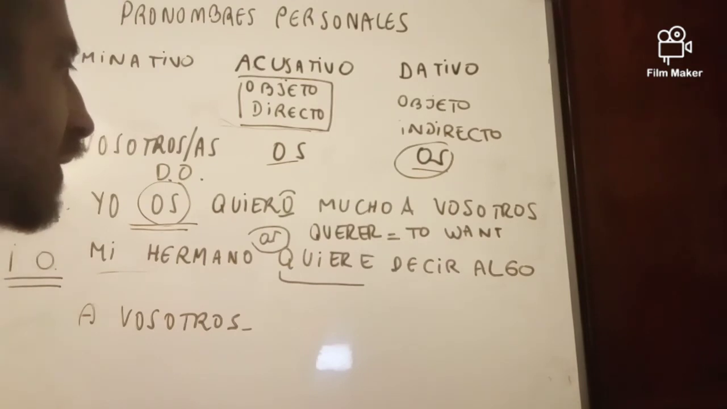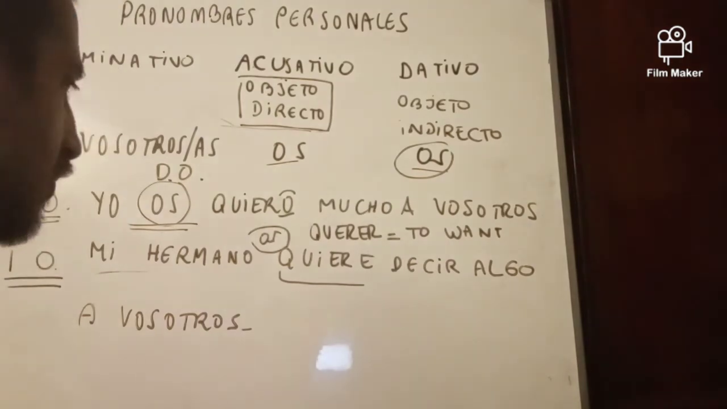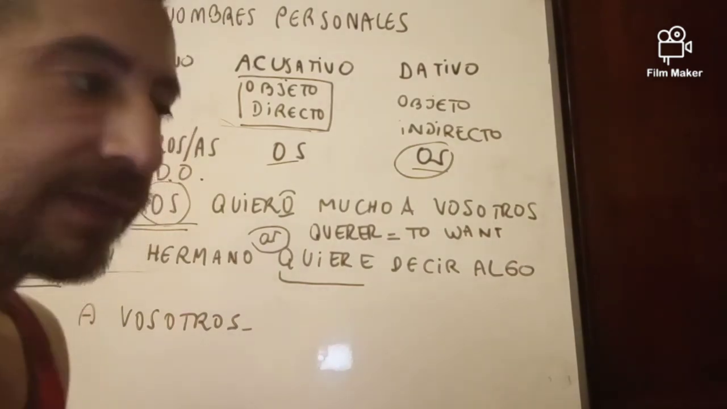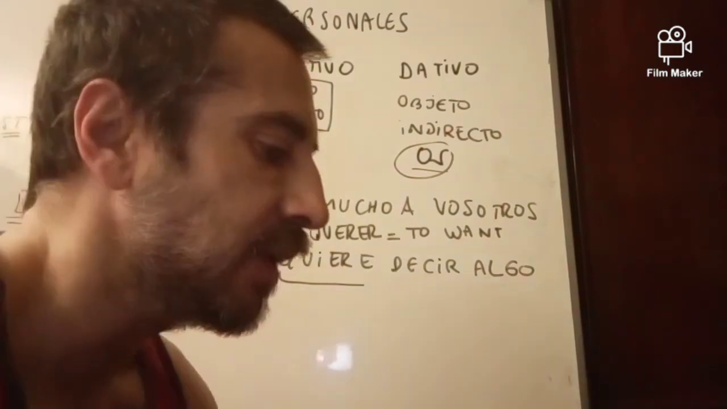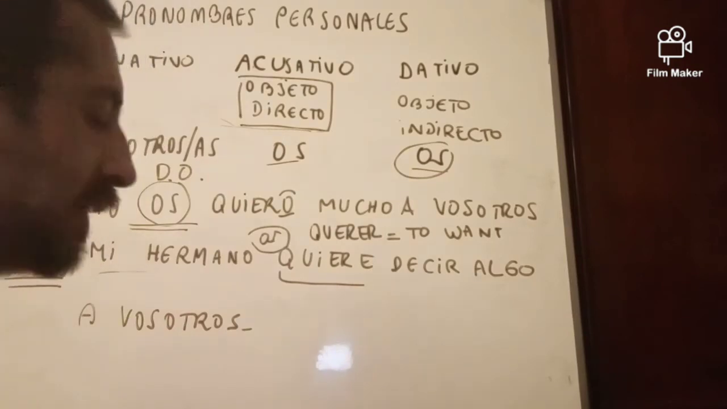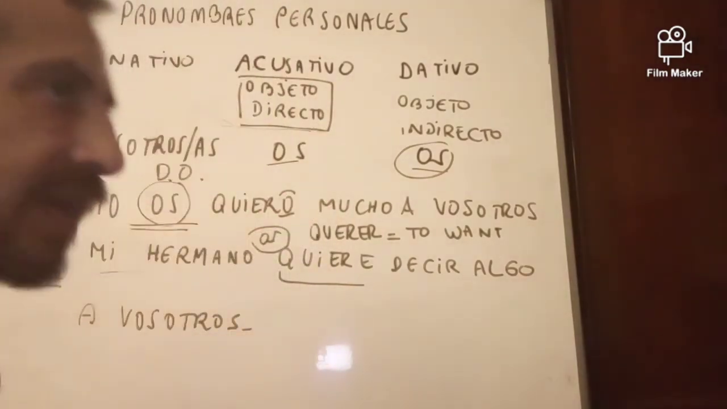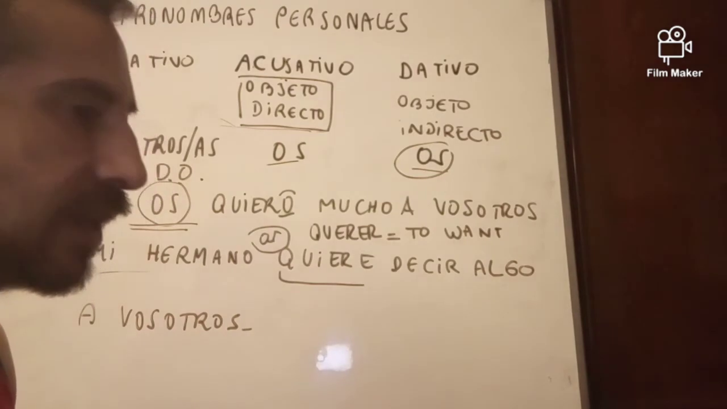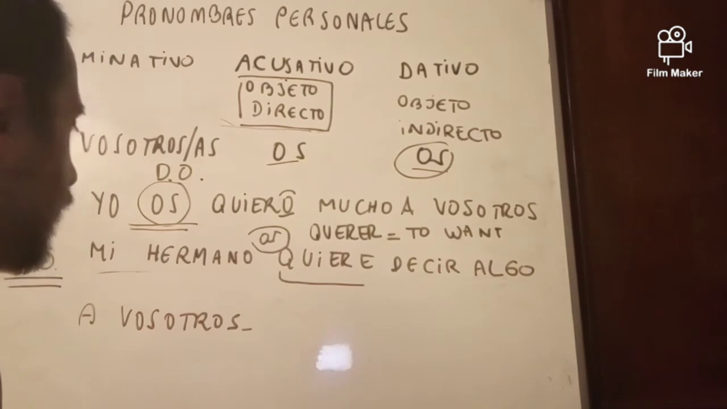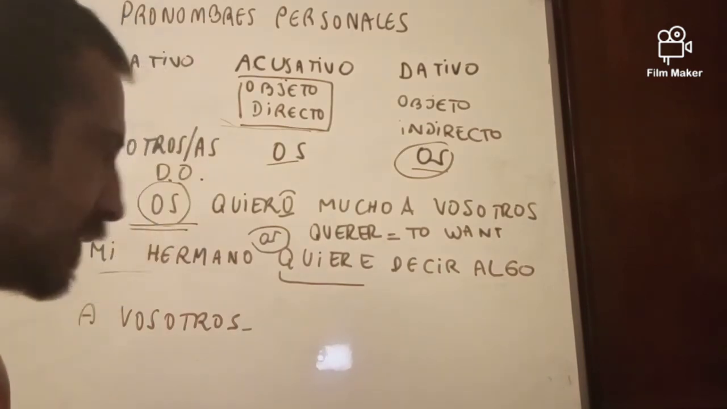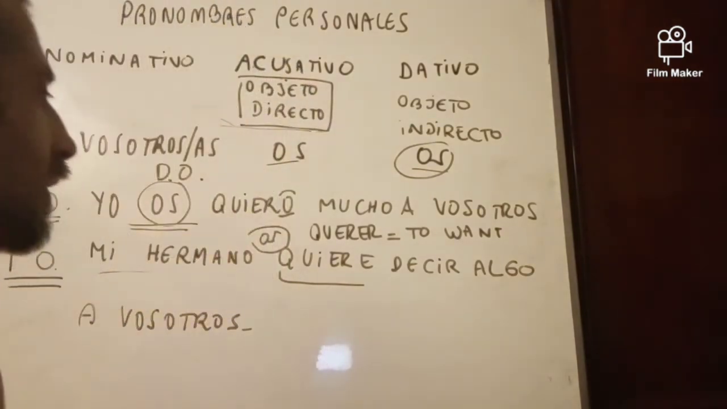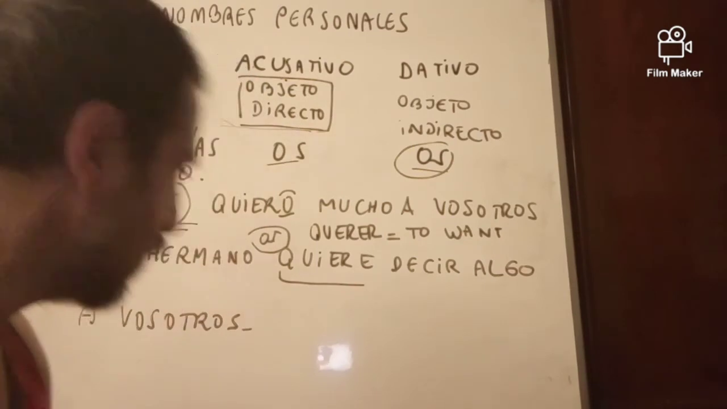Mi hermano quiere decir algo a vosotros. My brother wants to tell you something. Let's suppose that I'm talking again to my children here, and in that case I would say your uncle, or I'm talking to some friends. Mi hermano quiere decir algo a vosotros. My brother wants to tell you something, or to say something to you.